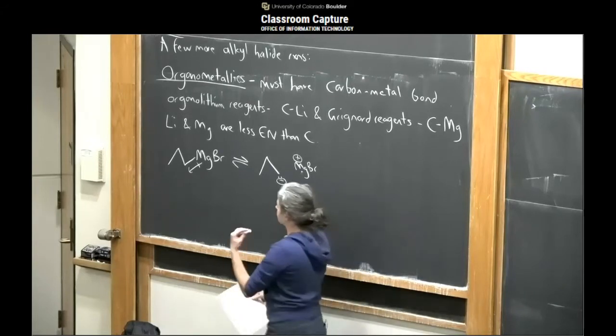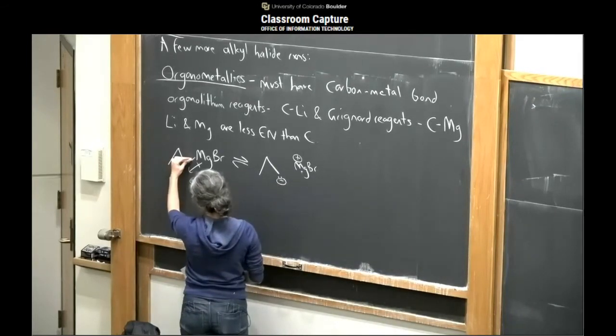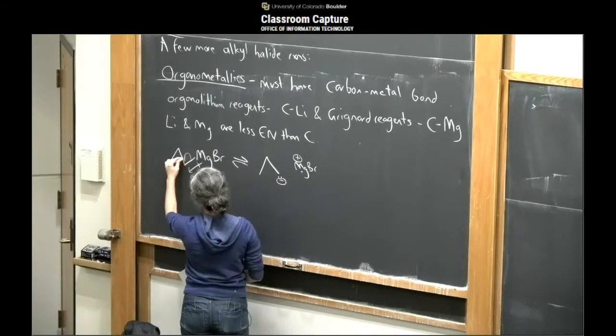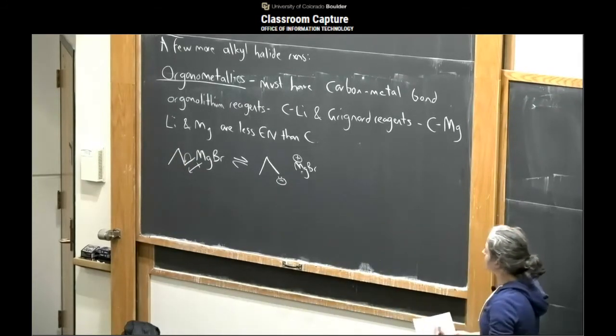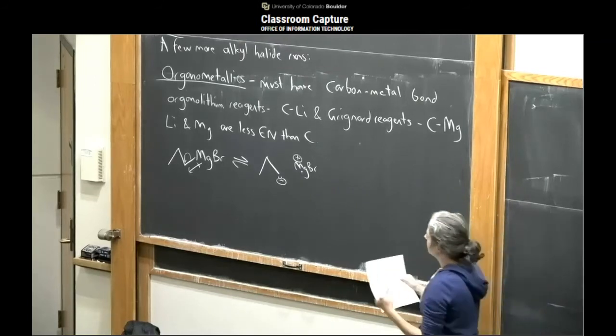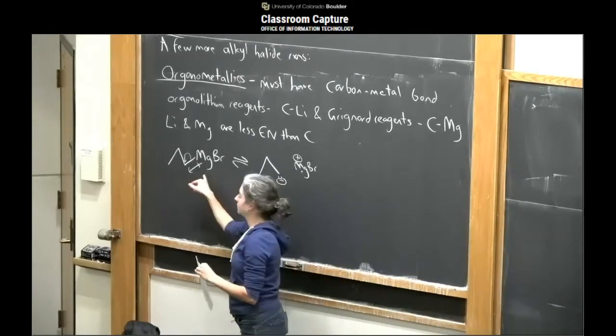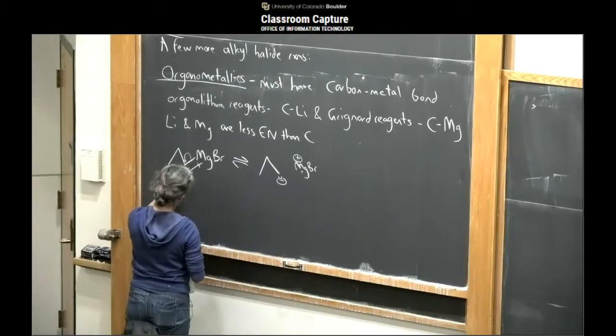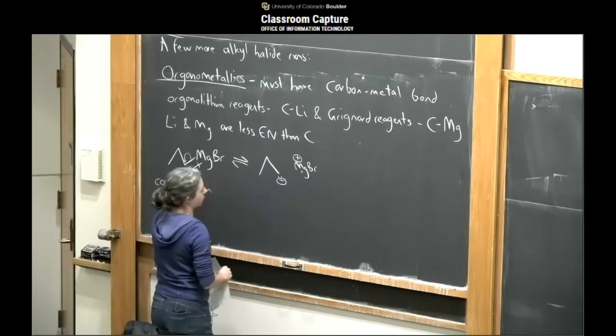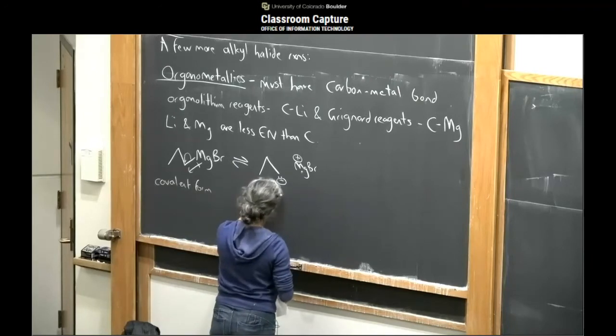Okay, so if we wanted to show the arrow pushing for this, we break the C-magnesium bond and dump those electrons directly onto the C. So we can either show this as the covalent form, or we can show it as the ionic form.